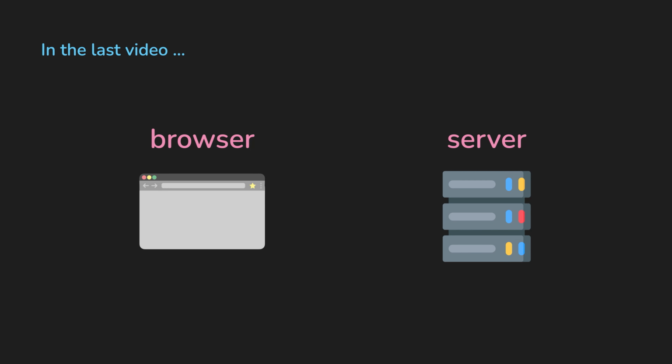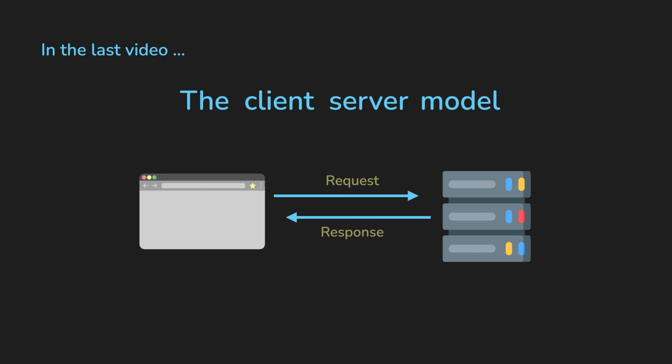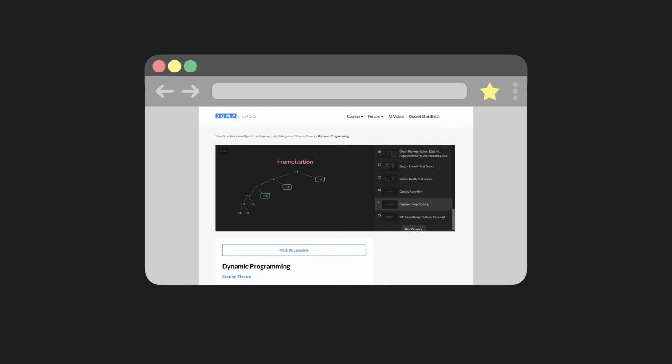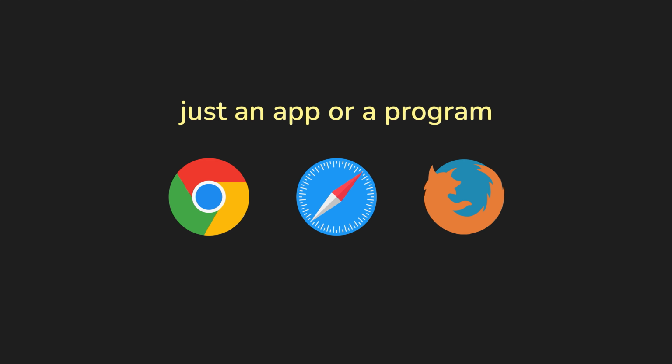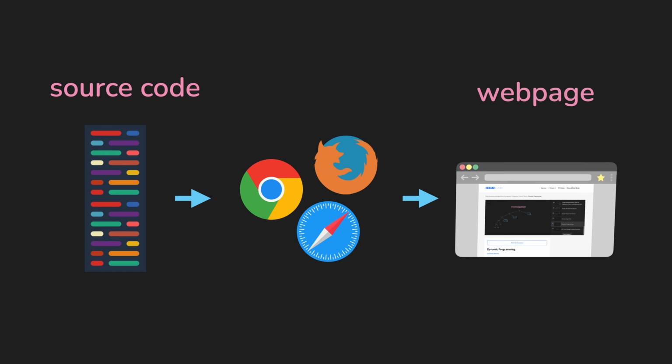In the last video, we talked about browsers and servers and how they interact with each other with the client-server model to present web pages. It's just like how your browser is showing you this video on the JomaClass website right now. Like I said before, a browser is nothing special. It's just an app or a program that can turn code into a web page.